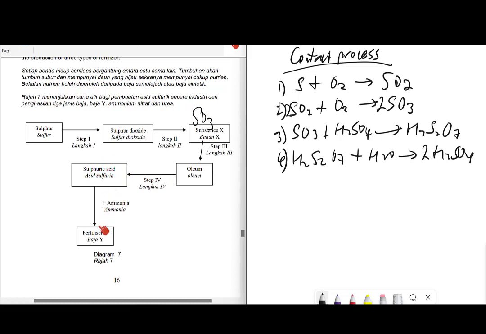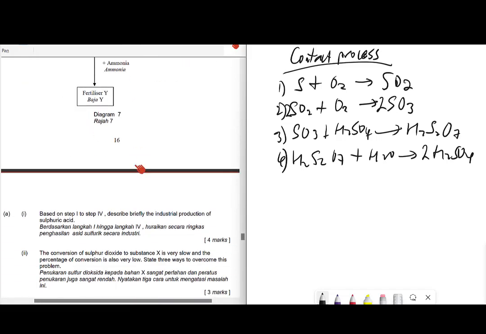And then here, this is your last step, which is a different reaction. We call it neutralization. Alright, acid with alkali, of course we're going to get a salt. What kind of salt is this one? It's actually your ammonium sulfate. Alright, because sulfate salt must come from sulfuric acid.